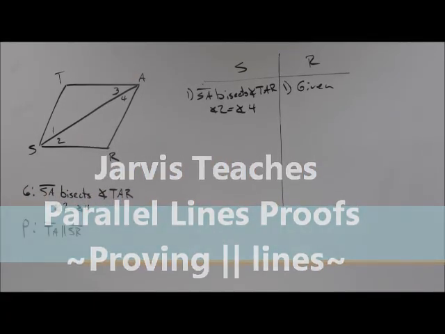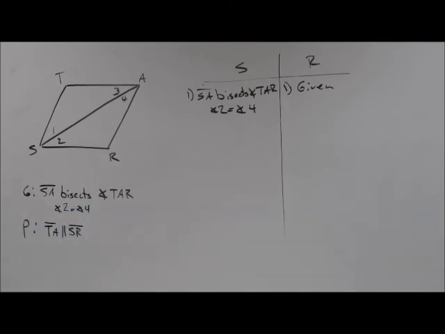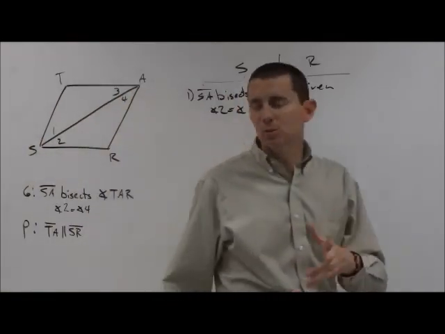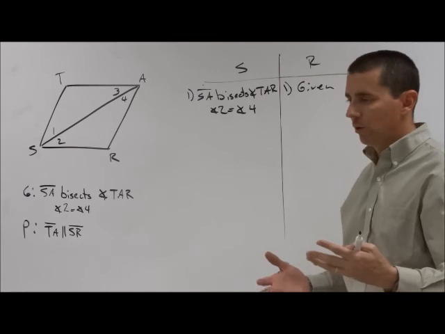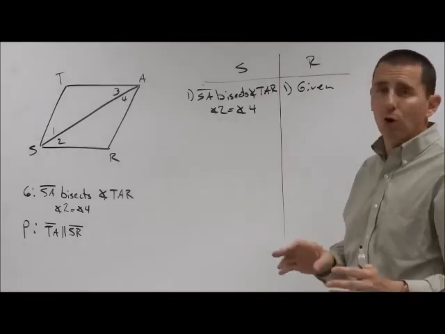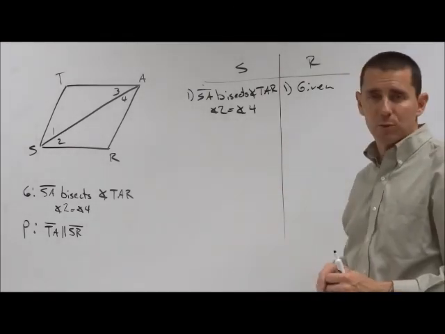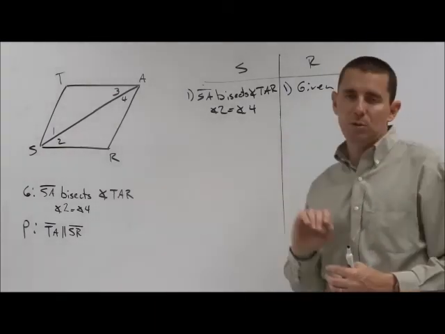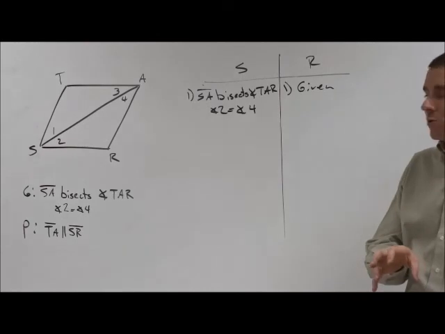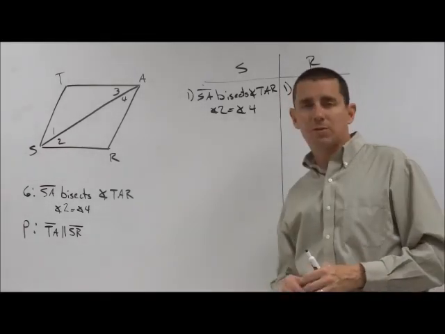Alright, now let's take a look at a proof that involves trying to prove lines parallel. So we look at this case. Now I'm trying to prove TA is parallel to SR, which means I have to find one of those things we talked about. If I could show corresponding angles congruent, the lines have to be parallel. If I could show that I have a pair of alternate interior angles congruent, the lines have to be parallel. If I could show I have a pair of same side interior angles supplementary, the lines have to be parallel.